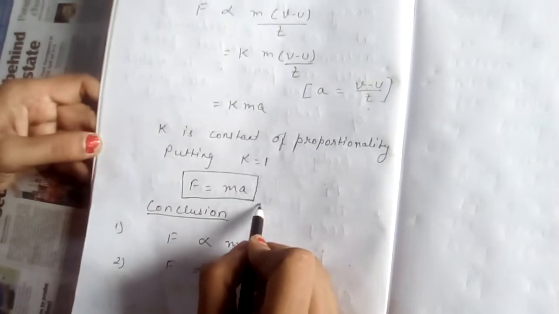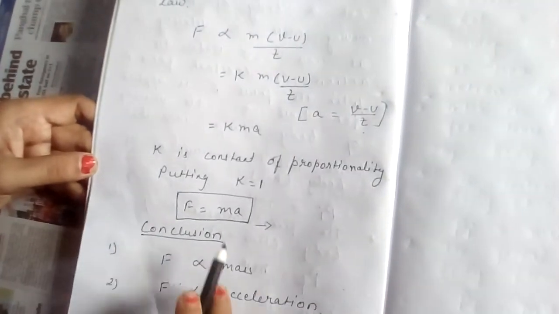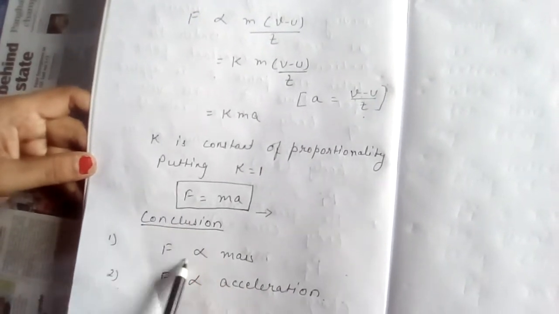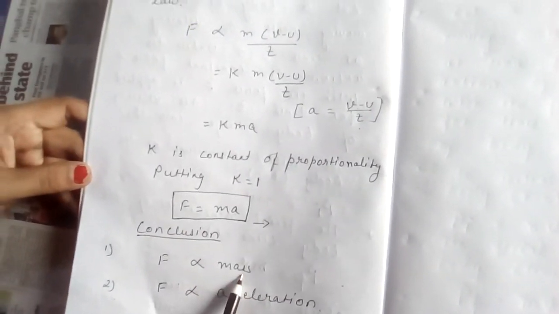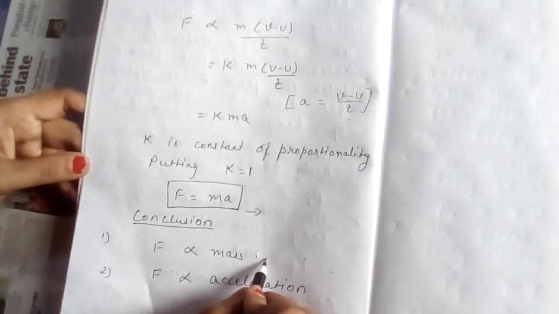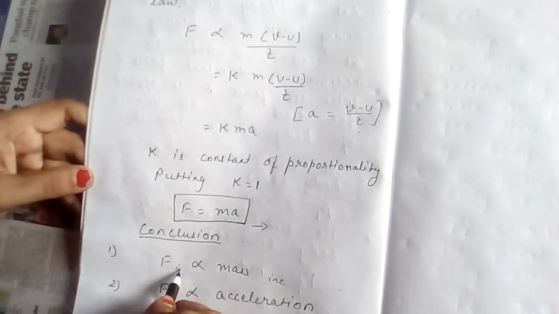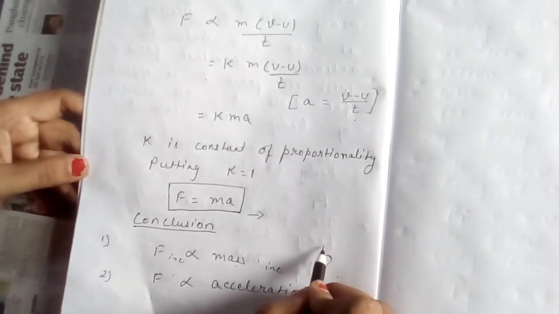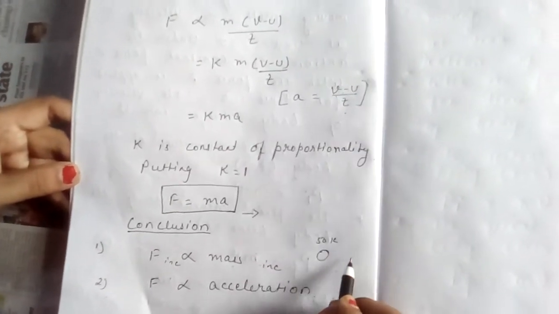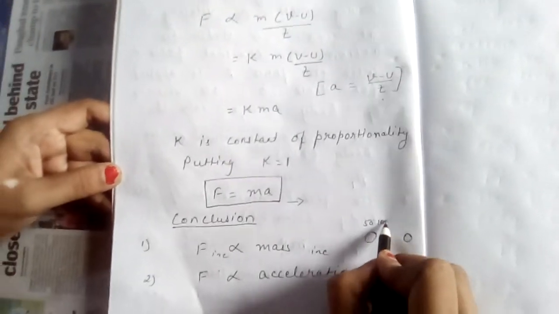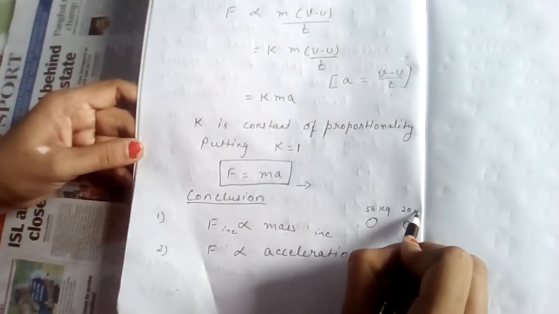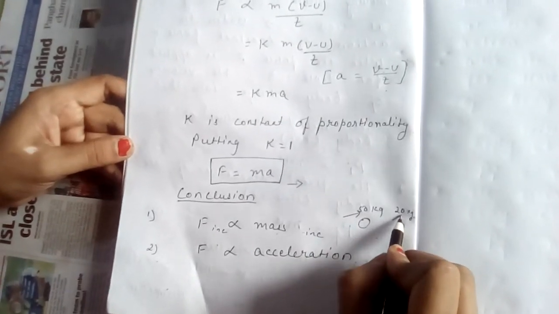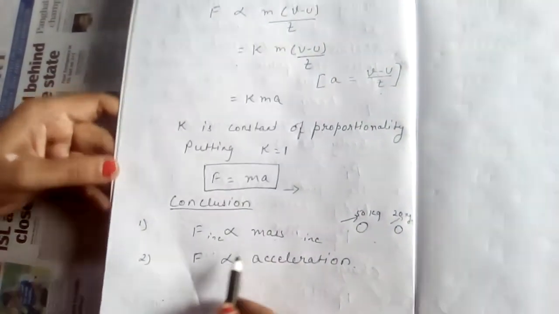So students, you have got one new formula. What conclusion are we getting from this? Force is directly proportional to mass. Yes, if mass increases, force also increases. Naturally, if you have to move a 50 kg mass and a 20 kg mass, you have to apply more force on 50 kg in comparison to 20 kg.